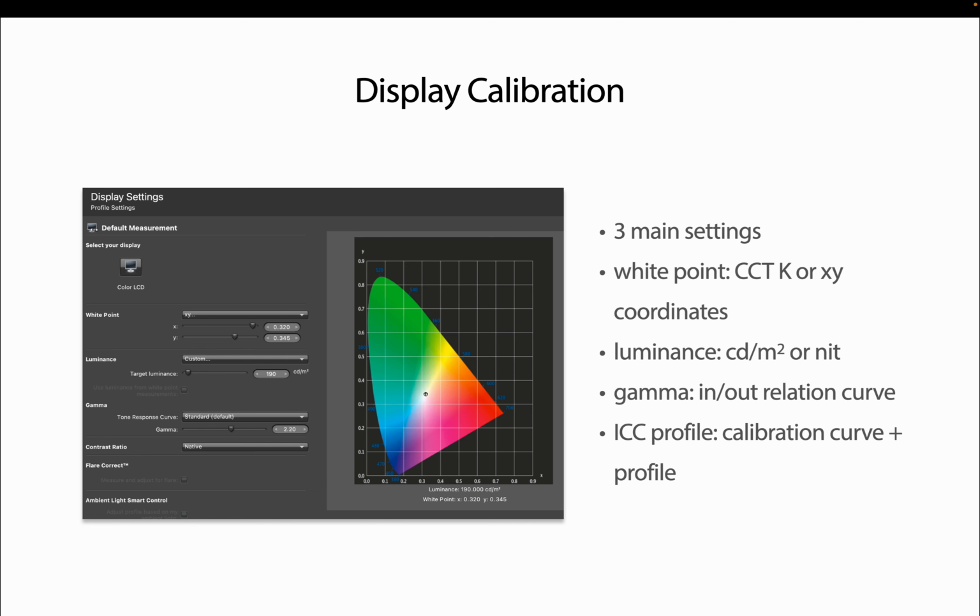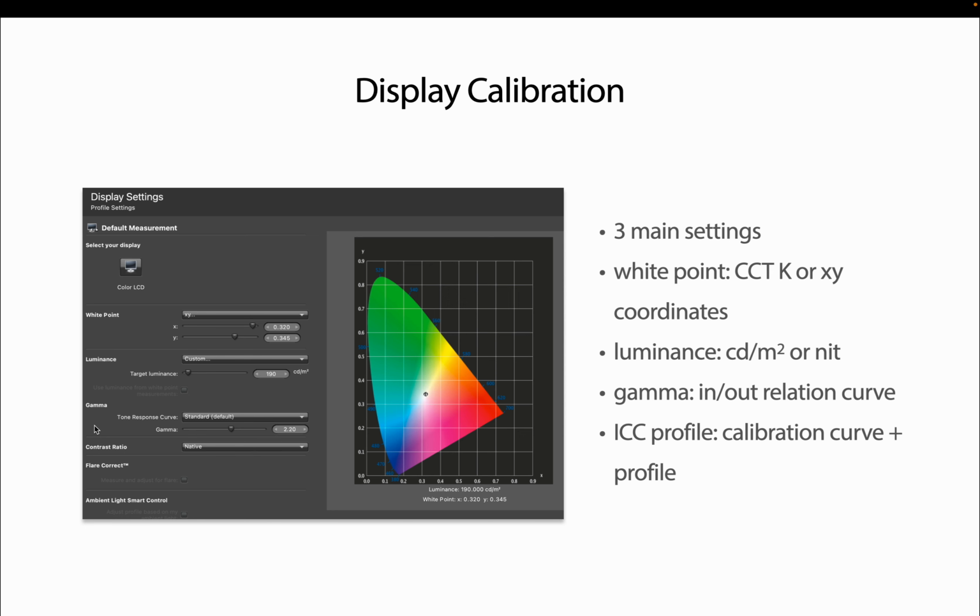About display calibration, it is achieved with three main settings: white point, as you see it here, and luminance, and gamma. Whichever software you use, you need to choose the three settings to get a display condition proper for your needs.